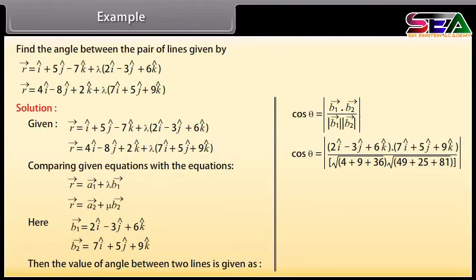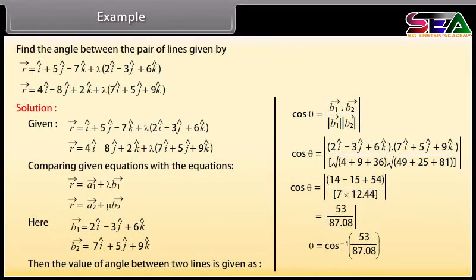Cos theta equals modulus of the dot product of (2i minus 3j plus 6k) and (7i plus 5j plus 9k) divided by square root of (4 plus 9 plus 36) into square root of (49 plus 25 plus 81). Cos theta equals modulus of (14 minus 15 plus 54) divided by 7 into 12.44, which equals modulus of 53 by 87.08. Theta equals cos inverse of 53 by 87.08. Theta equals 52.51 degrees.